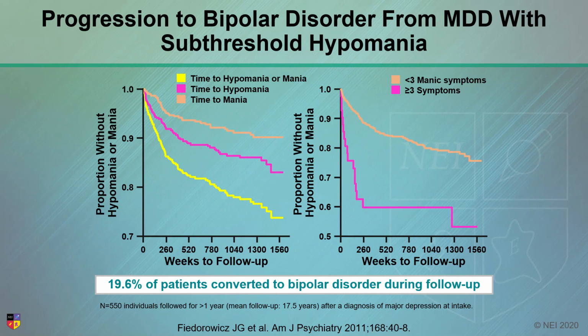Here you're just looking at the amount of patients that convert to bipolar disorder during follow-up. These are people progressing, quote unquote, from MDD with a subthreshold hypomania to full-on bipolar disorder, which to my mind pretty much says they were always in a form of bipolar disorder. They were always in that manic depressive picture.